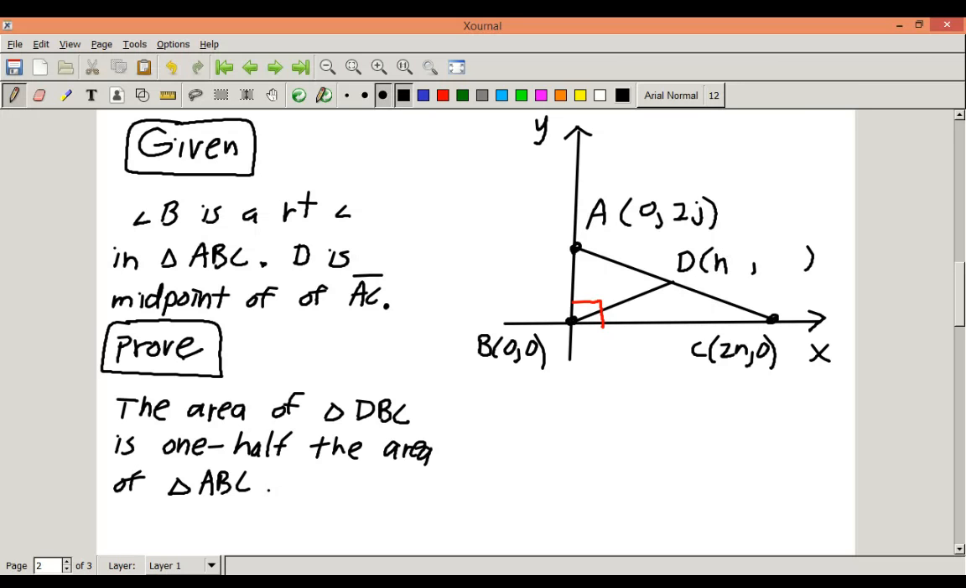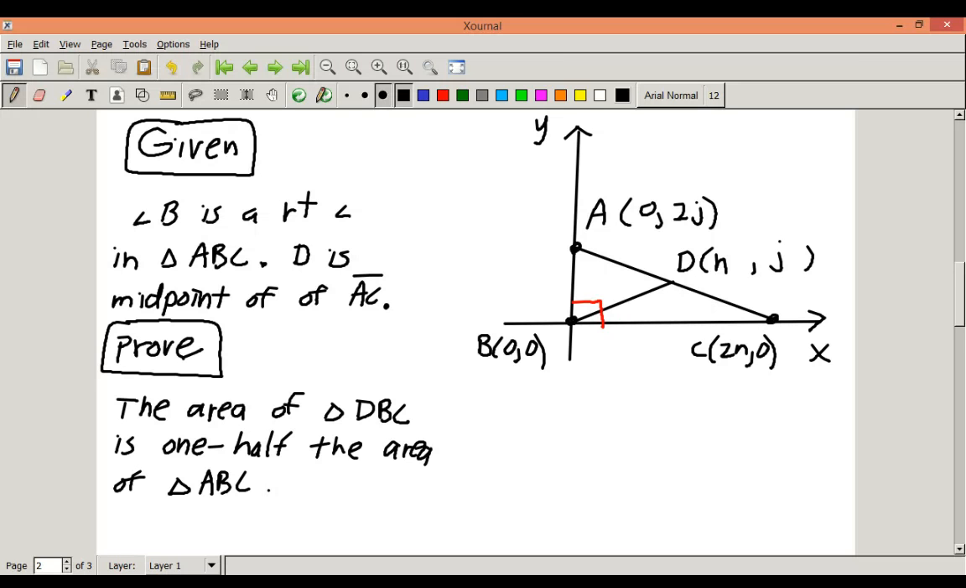Repeat that process for the y coordinates. So if you take 2j and add it to 0, you're adding the y coordinates, that's 2j, and then divide by 2, that's going to be j. So we now know the coordinates of the midpoint of segment AC is n comma j.